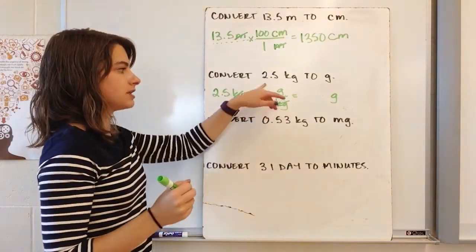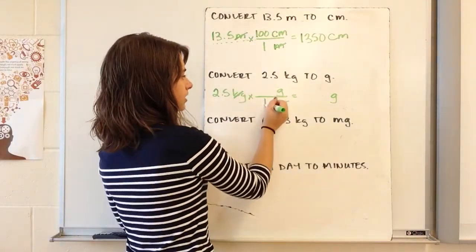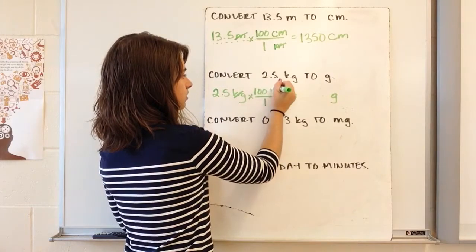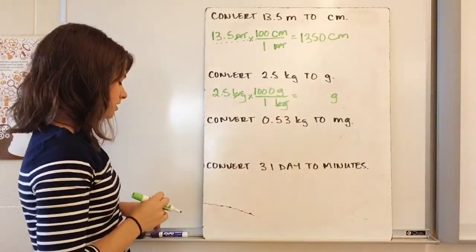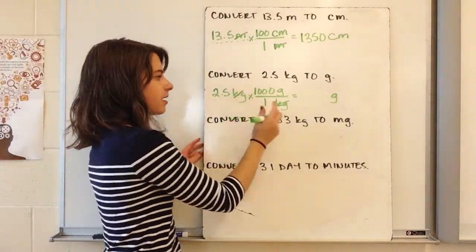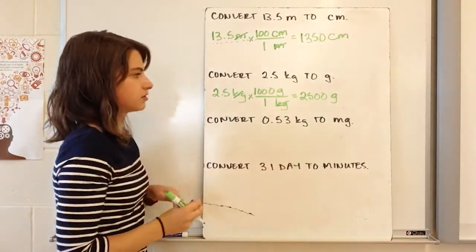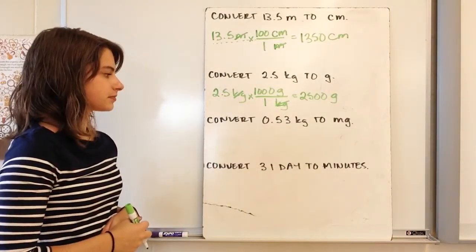I know that kilo is bigger than grams, and it's 1,000 times bigger. So for 1 kilogram, I'm going to have 1,000 grams. Now I need to do the math. 2.5 times 1,000 divided by 1 gets me 2,500 grams as my final answer.